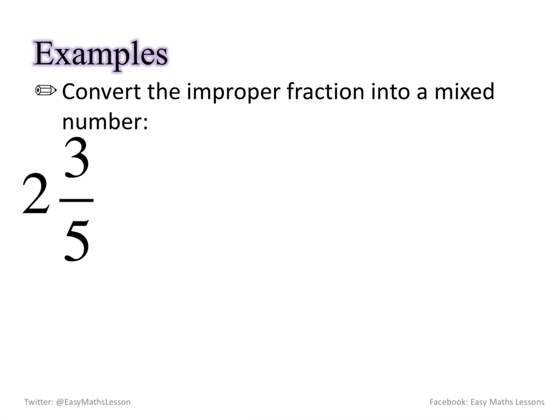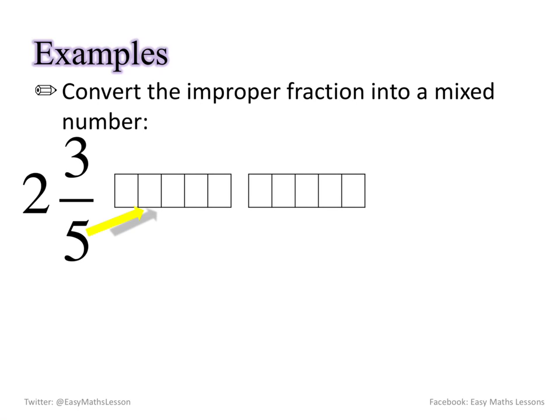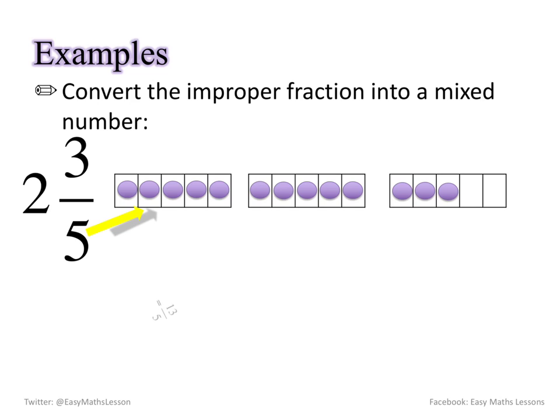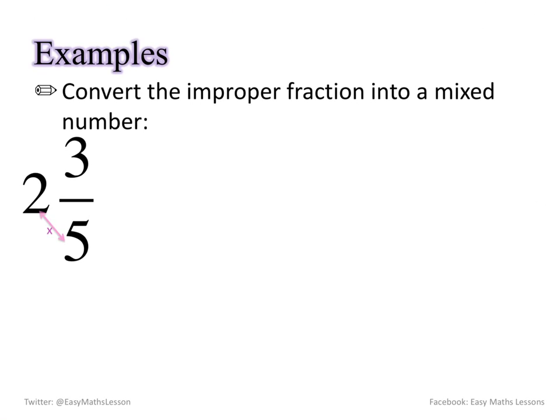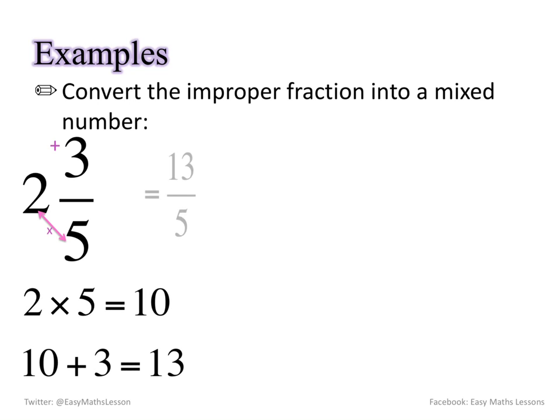Let's try another one. So I'm going to take my mixed number and I'm going to convert it into an improper fraction. Because it's groups of 5, I'm going to write down my groups of 5, and I've got 2 of them already. So I'm going to fill them up. And I've got one group with only 3 out of the 5 spaces filled. And there we go. So if I count them up, I should have 13 counters, and they are in groups of 5. So 13 over 5. Mathematically, all I do is 2 times 5, which is 10, add the 3 to it, which will give me the 13, so 13 over 5.